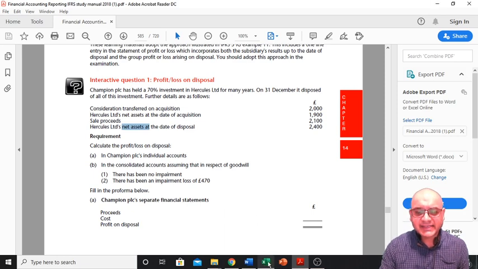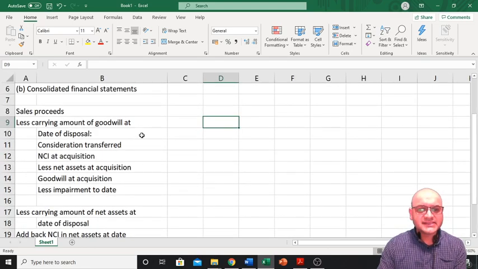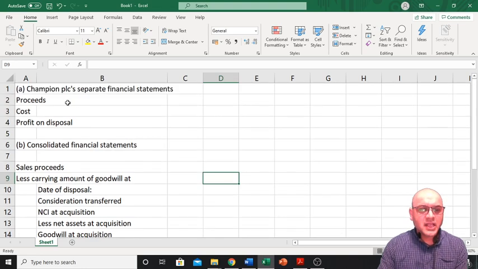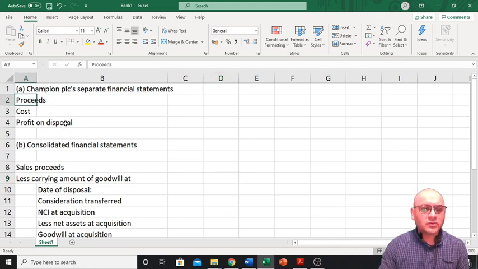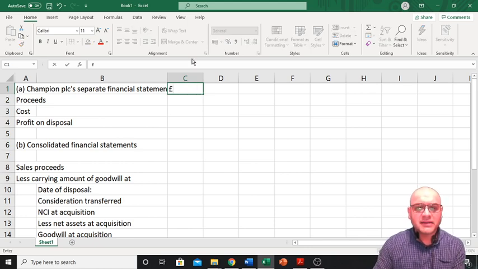So I'm using Excel to work through it, but you can use something else if you want to. All right, let me just make it slightly bigger so you can see what's going on. So for Champion PLC, separate financial statements, first of all, the proceeds, we know that, let's put a pound sign on the top so we know that we are working in pounds.